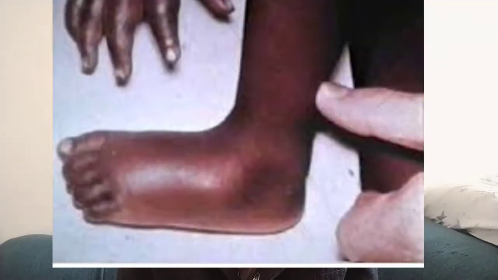So what happens is you inherit sickle cell from your parents. One of your parents has to have sickle cell anemia, and the other one should have the trait, for you to have sickle cell disease.